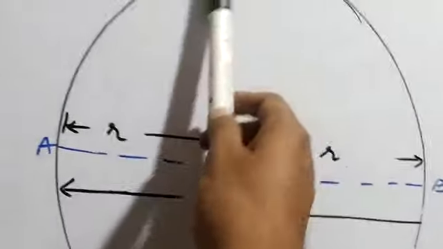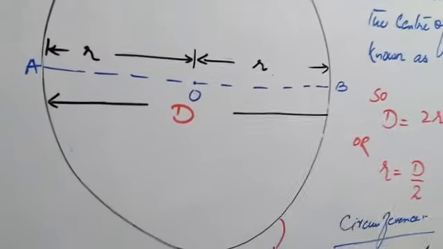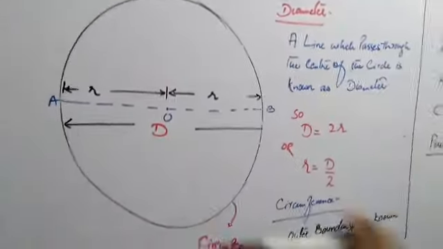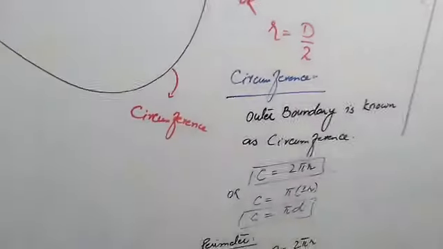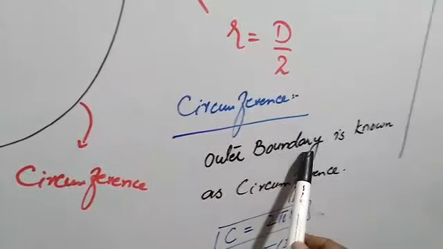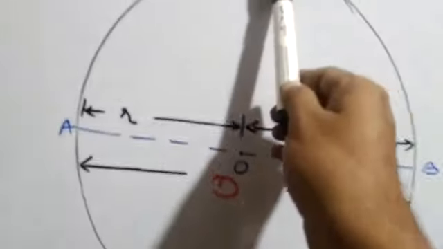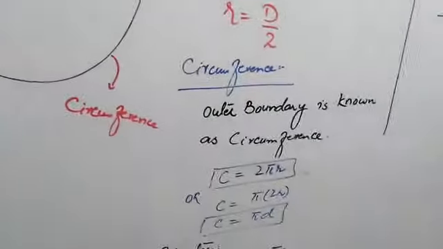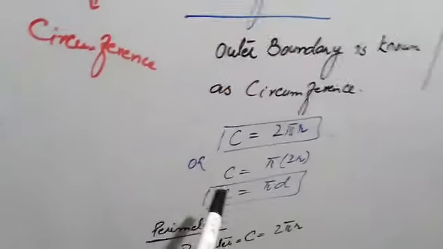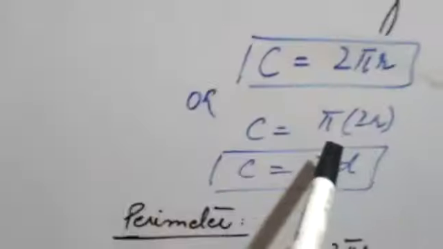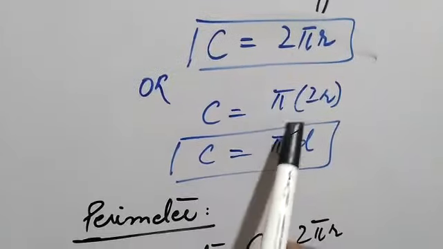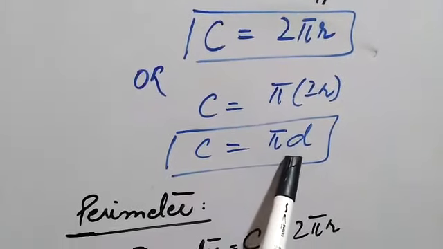Now what is this boundary? It is the circumference of the circle, right? Circumference means the outer boundary. This outer boundary is known as the circumference of the circle, right? Now the formula for the circumference is equal to 2 pi r, right? When we combine the 2r, it is known as d. So circumference is equal to 2 pi r, or we can write circumference is equal to pi d.